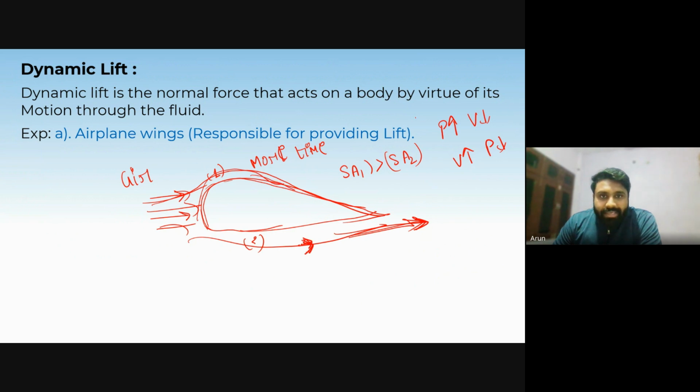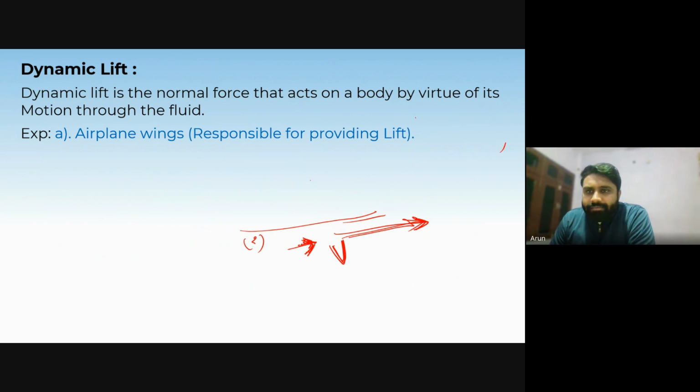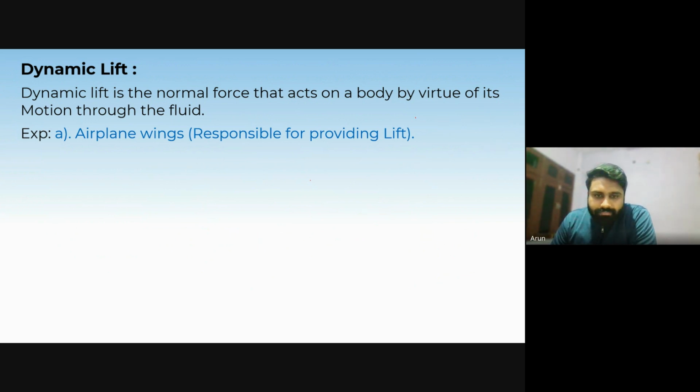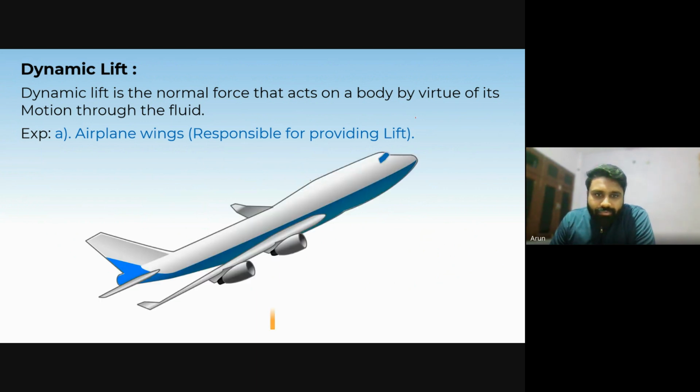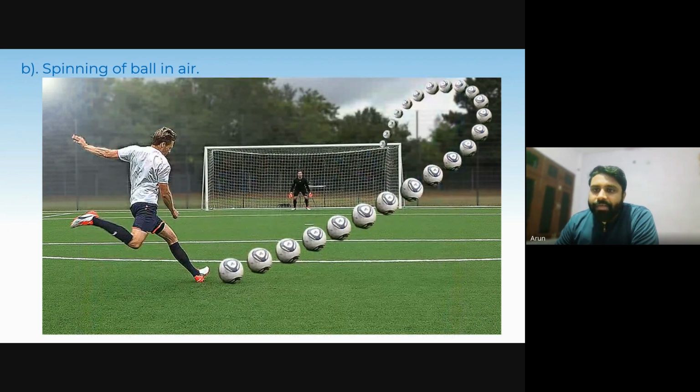The more time the air takes, the velocity will reduce as time passes. So this is moving with very high velocity, and this is moving with low velocity. So there is a pressure difference and you will have a lift. Now we will understand it in a more designed way. Till now, if you have any doubt, you can ask anytime. This is the aeroplane you will have, and the lift is provided by the wing here. Got it? Now, spinning of the ball in air is also one of the examples of that.